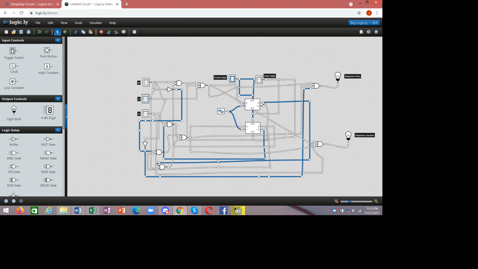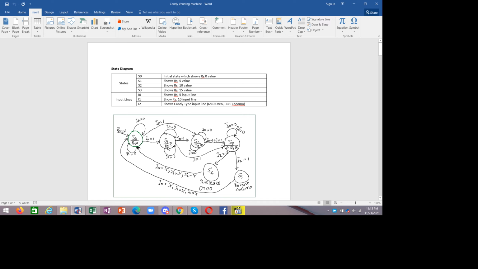I'll be talking you through the approach that I used to design the FSM model of the vending machine problem that we discussed in the class, the vending machine of Oreo and Cocomo. First, let's look at some of the basic things. So first of all, the state diagram.